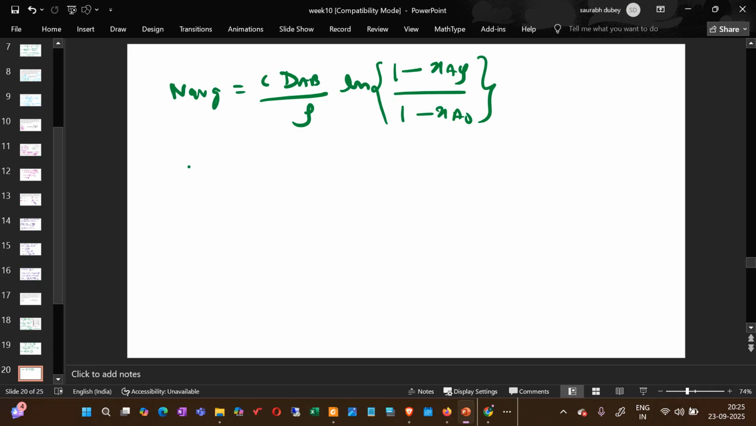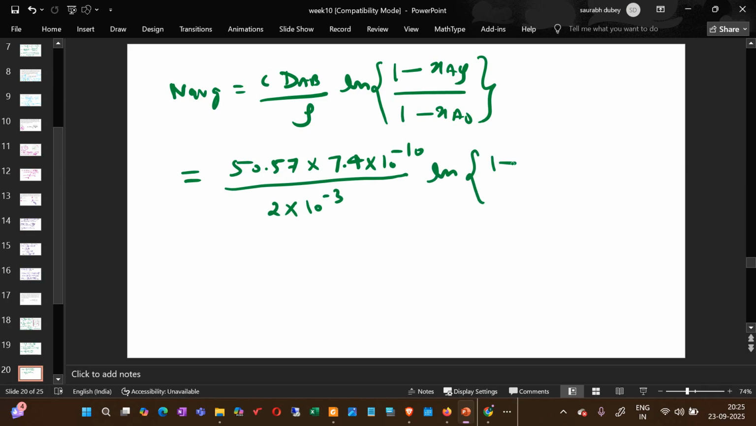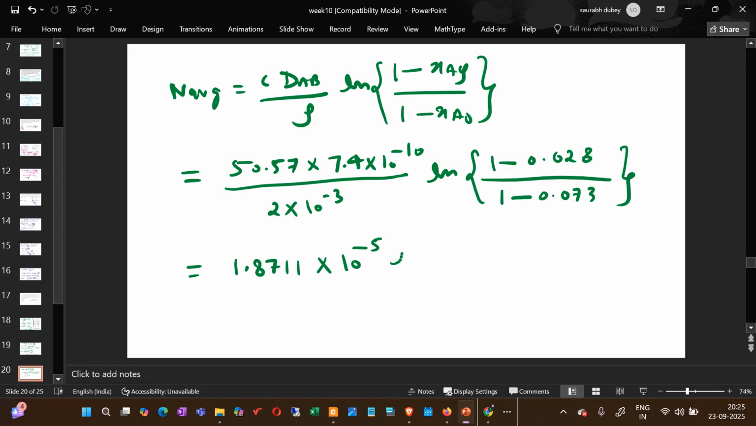Okay, so it will give you what? 50.57 into 7.4 into 10 power minus 10 divided by 2 into 10 power minus 3, ln of (1 minus 0.028) divided by (1 minus 0.073). Okay, so this will give you minus of 1.87. No, not minus of. This will give you 1.8711 into 10 to the minus 5 ln.